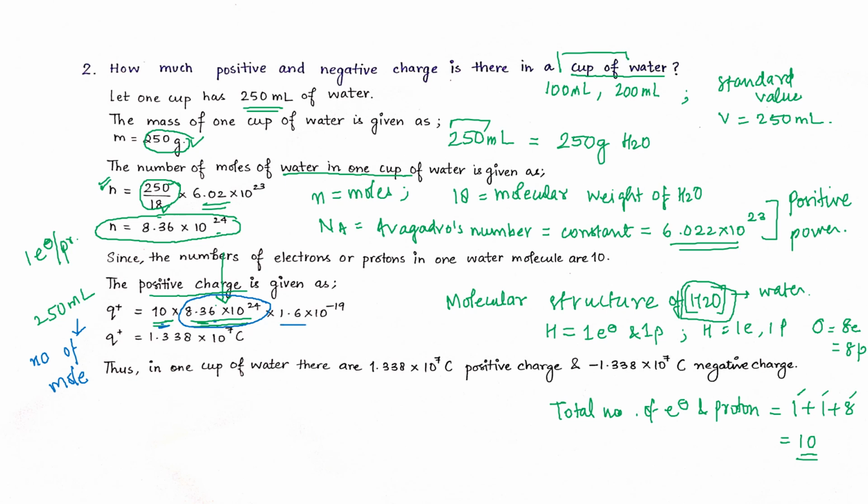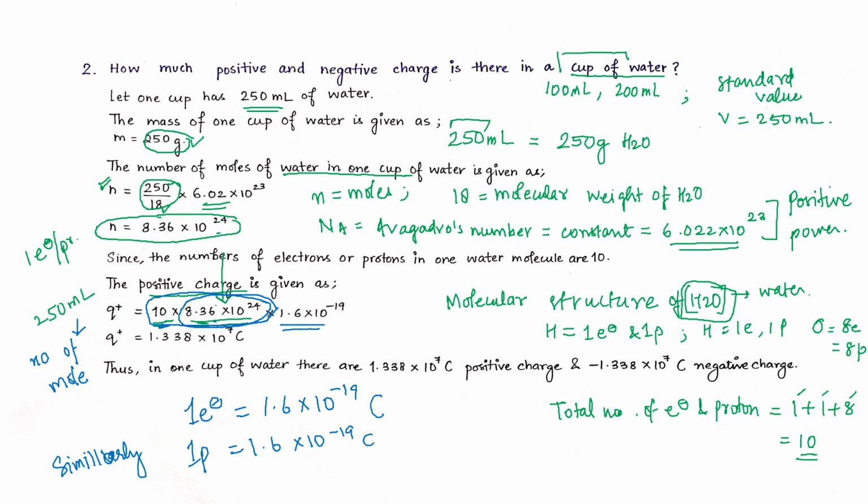Then the charge carried by one single electron should be multiplied, so that for these many electrons we can find the total charge. Always remember, this is an extremely basic thing. One electron will always have a charge of 1.6 into 10 to the power minus 19. Similarly, one proton will have a charge of 1.6 into 10 to the power 19 coulomb in magnitude.